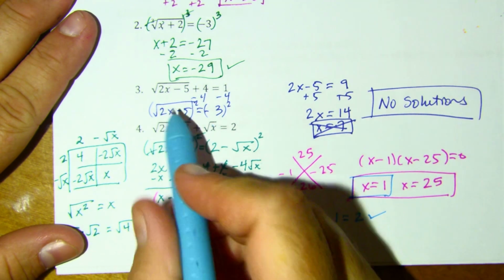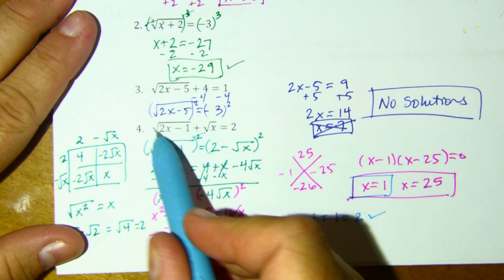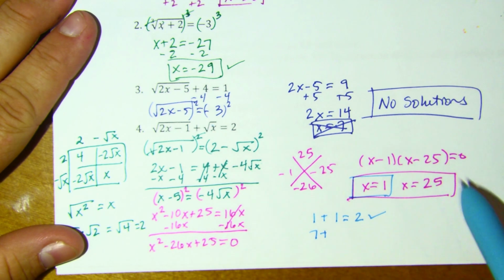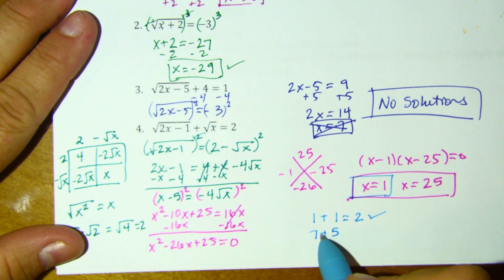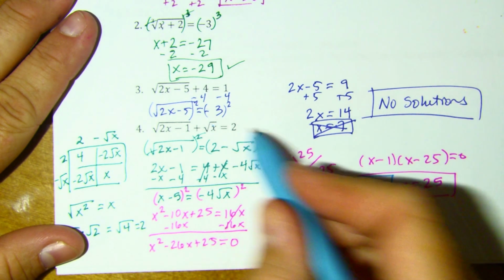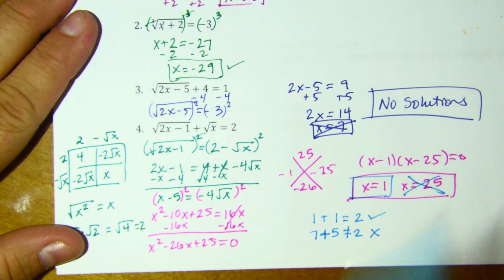If I plug in 25, 2 times 25 is 50. 50 minus 1 is 49. The square root of 49 is 7. And then plugging in 25, square root of 25 is 5. 7 plus 5 is not equal to 2. So that one does not actually work.